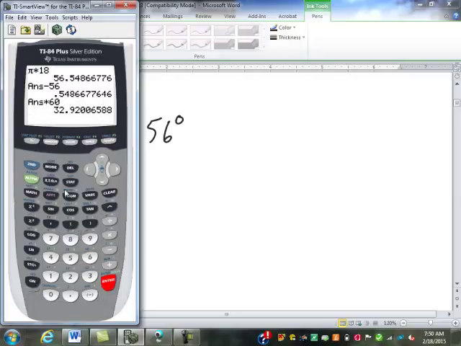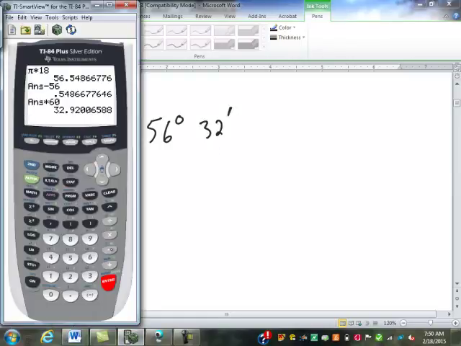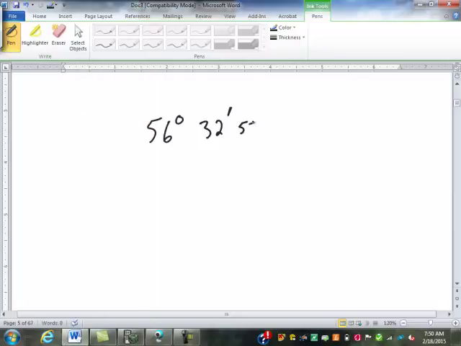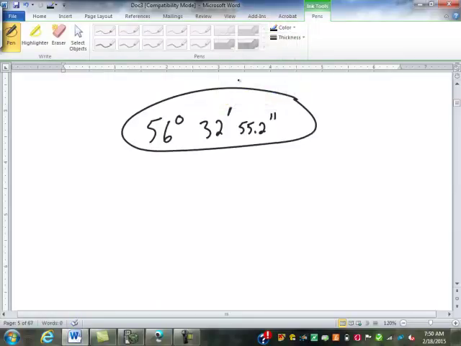32.92. Well, what part of that do I want? The 32 minutes. What am I going to do here? Well, first I have to subtract 32 to get rid of them. And then I am going to do times 60. 55.2. Not bad at all. Well, it gets even easier, and I'll show you in a second.